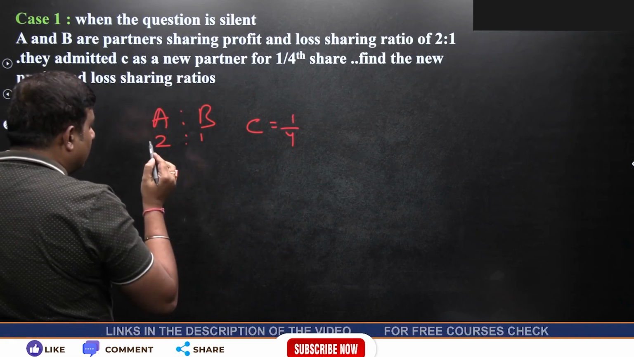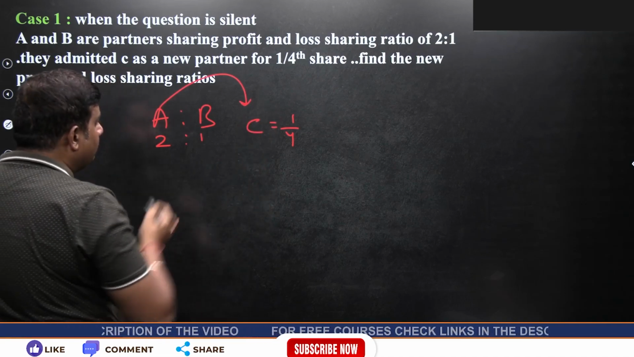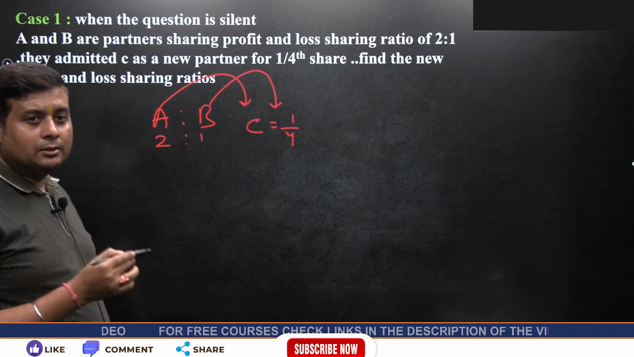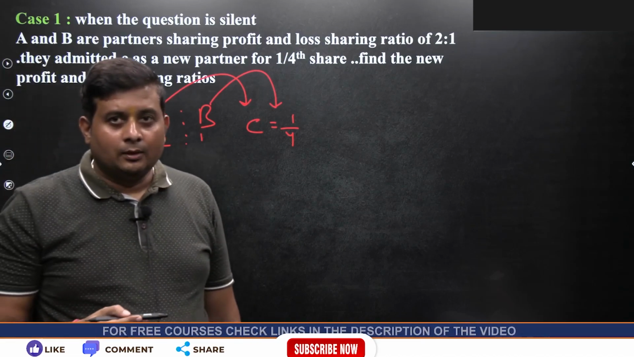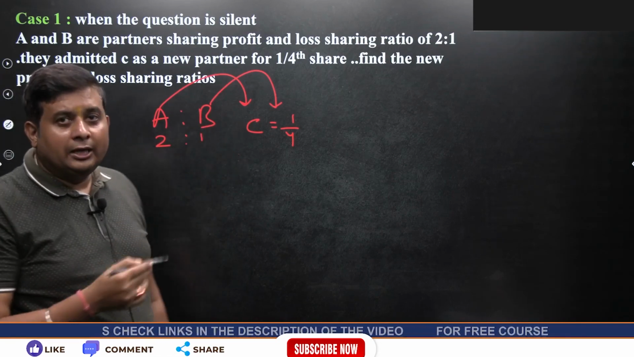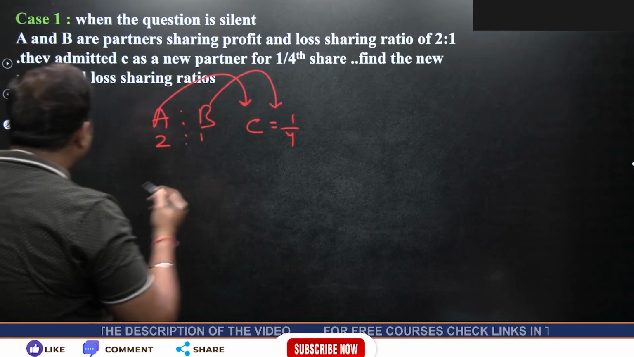And if nothing is stated about how much A is going to contribute in favor of C and how much B is going to contribute in favor of C, it means the question is silent. If nothing is stated about how much the old partner is going to contribute in favor of the new partner, it means the question is silent. So how to deal with this?